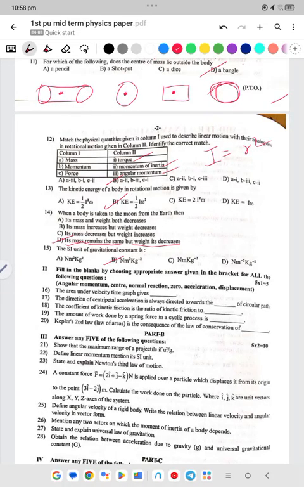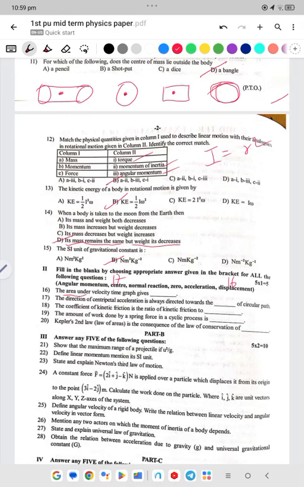Next one is area under velocity time graph gives displacement. Here it is the 16th one. Slope gives the acceleration. The direction of centripetal acceleration is always directed towards the center of the circular path. It is towards the center. In centrifugal, it is away from the center. During the centripetal, it is towards the center. Centrifugal, away from the center.